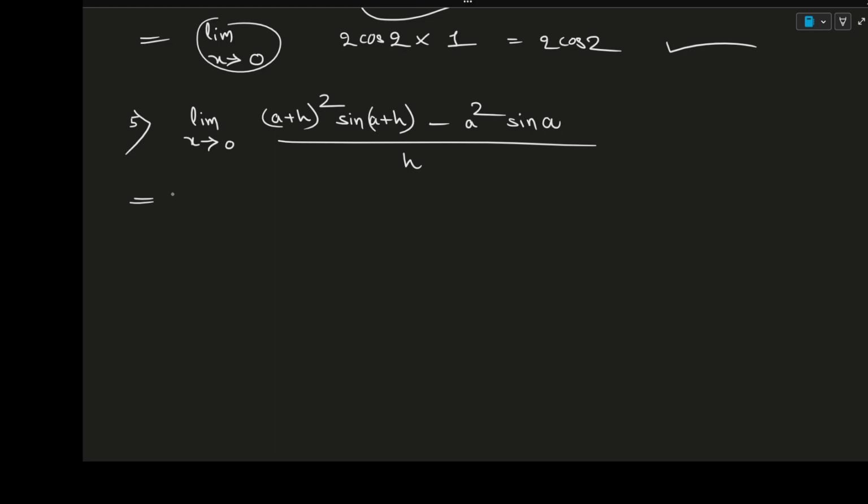Okay, so I will expand. In the first step I will expand a plus h whole square. So it will be a plus b whole square, I will apply the formula. Sorry, it is h tends to 0. So it will be a square plus 2ah plus h square.